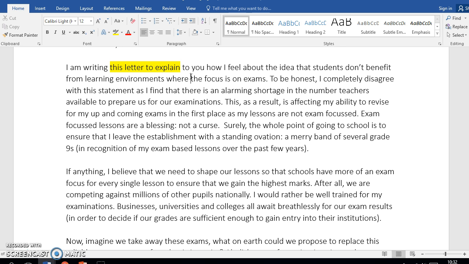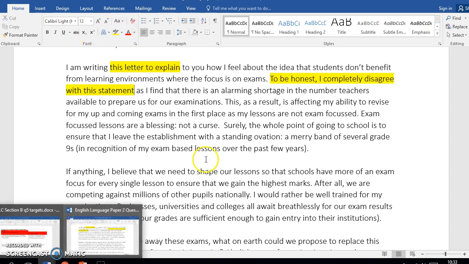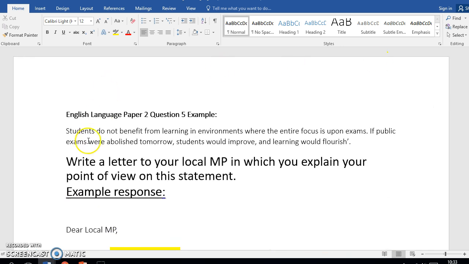To be honest, I completely disagree with this statement. So, remember, you have to answer all parts of the question. If we look back at our question, the question does ask us here, write to your local MP in which you explain, yeah, we're doing that, we're explaining, your point of view. So if you don't tell me clearly what your point of view is, you're losing marks. So make sure you are telling me your point of view. Do you agree? Do you disagree? Okay. And that's what the student's doing at the very beginning, which is really good.